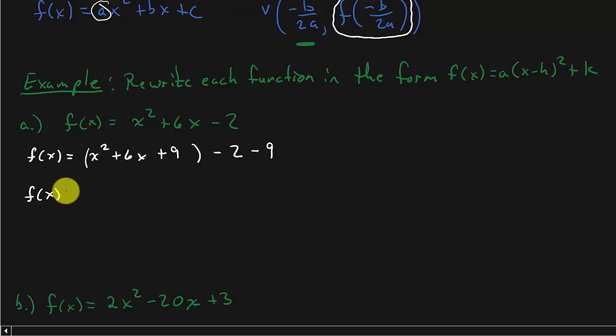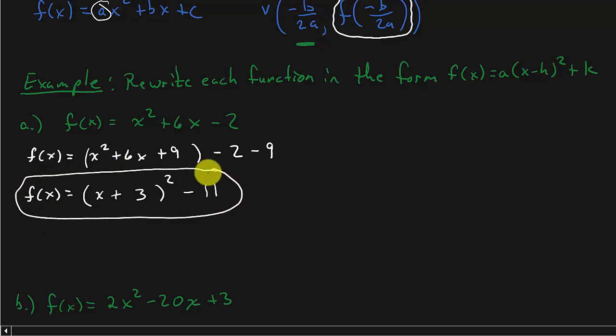And so that's going to give me f of x equals, now remember, this factors into x plus 3 squared. So remember, when you complete the square, this part right here is going to factor into the parentheses squared, and then it's the square root of this first term, which is x, this sign, and then the square root of the last term. And then that's minus 11. The negative 2 minus 9 is negative 11. And so this is the answer that they're looking for.